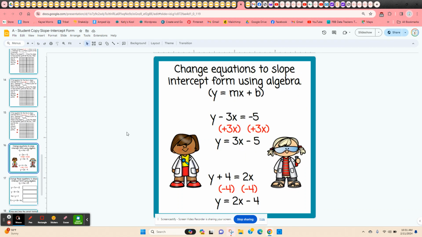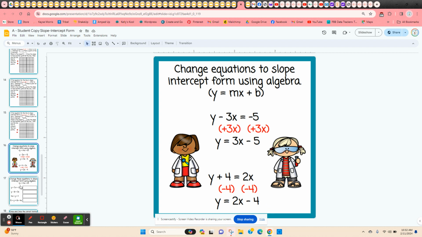Now, when they get down to slide 16, they're shown what to do if their equation is not in slope-intercept form, y equals mx plus b. So they're going to have to change their equation using algebra, and they want the y to be alone on the left-hand side, and then the x term plus the y-intercept on the right. So here they've got to get rid of this negative 3x so that the y is all alone. So they add 3x to both sides. That gives them y equals 3x negative 5. So now it's in slope-intercept form. Here they have to subtract 4 from both sides, and that gives them y equals 2x negative 4.